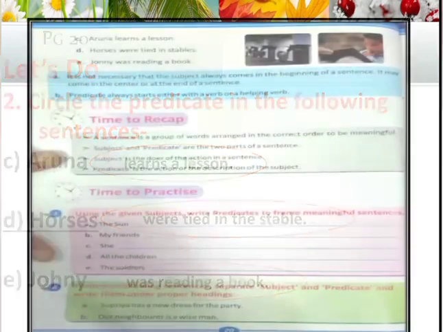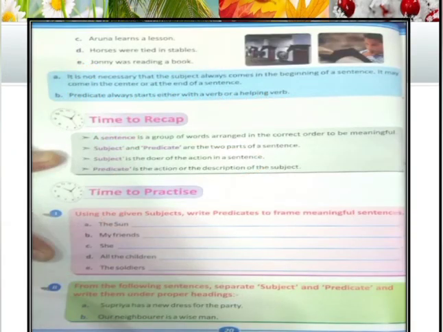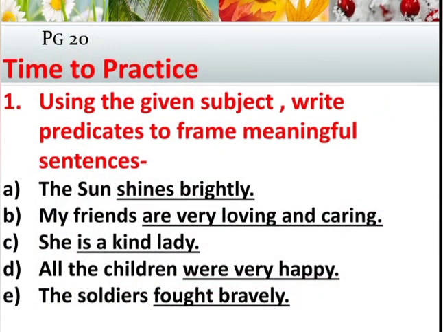Now let's move ahead. Here we have Time to Practice, where the question is saying, using the given subject, write predicates to frame meaningful sentences. A part, the sun. We can say the sun is yellow, the sun is bright, or as I have also written, the sun shines brightly. So it's up to you. If you wish to write something else, you can write.